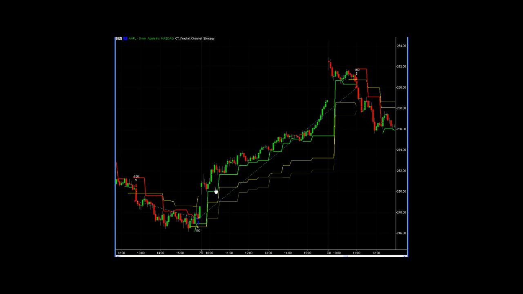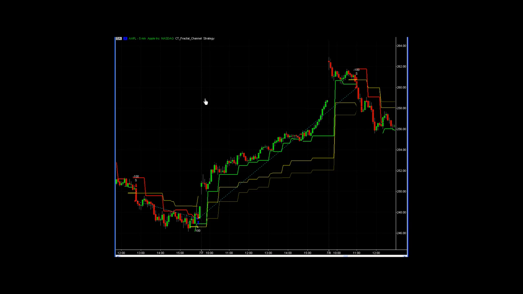By following the fractal and then giving it a little bit more of a buffer, that allows you to stay in the trade so you don't get knocked out by something like this before it runs up and makes its profit. Now you would have got knocked out by this if you were following the fractal, but we use some other things as well.